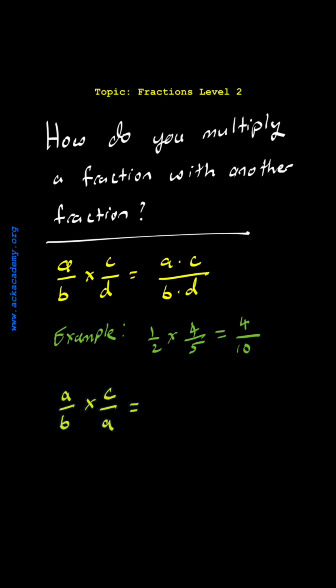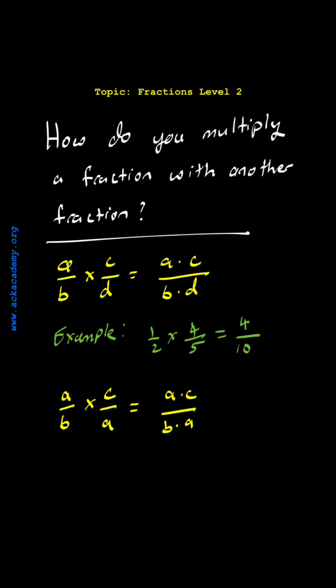Now, let me show you a trick. If we multiply this across, what do we get? We get A times C over B times A, because the bottom is also being multiplied across. Now we know that if I have the same number over the same number, if I have 2 over 2, that's equal to 1. Or if I have 10 over 10, that's equal to 1. Any number where the numerator and denominator are the same will always equal 1. With that same idea, A over A is also equal to 1, or B over B is also equal to 1.